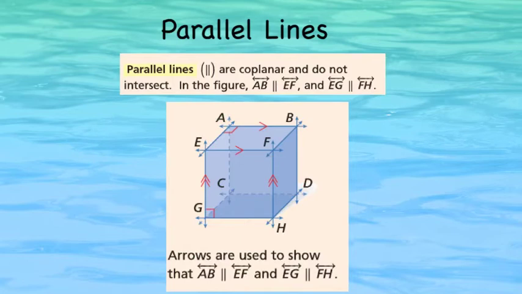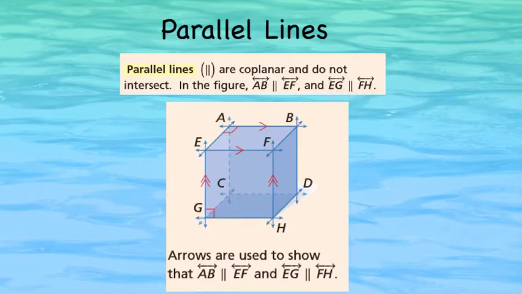So again, parallel lines are coplanar, so they do lie on the same plane, but they do not intersect. So I put on here in the figure, line AB and line EF are parallel. And we said that a little earlier, line AB, EF are parallel. Now notice this symbol here. It looks like a really skinny number 11. That is our symbol for parallel. So in the future, when you read this, that's line AB is parallel to line EF. Likewise, in the next one, line EG is parallel to line FH.